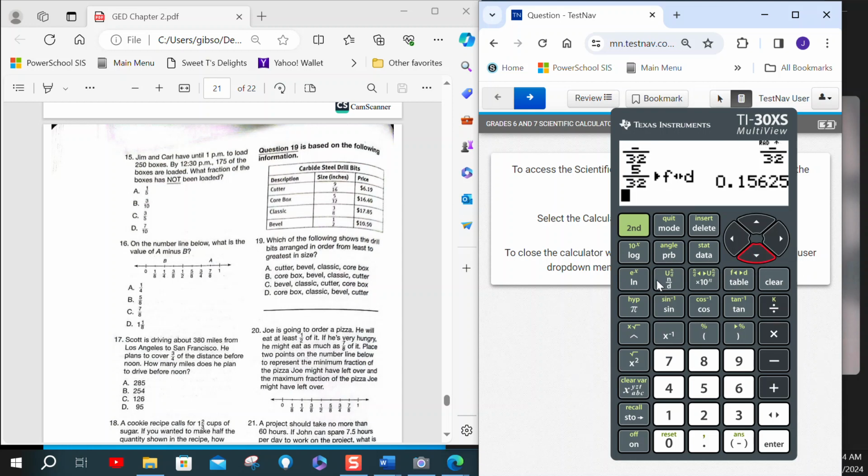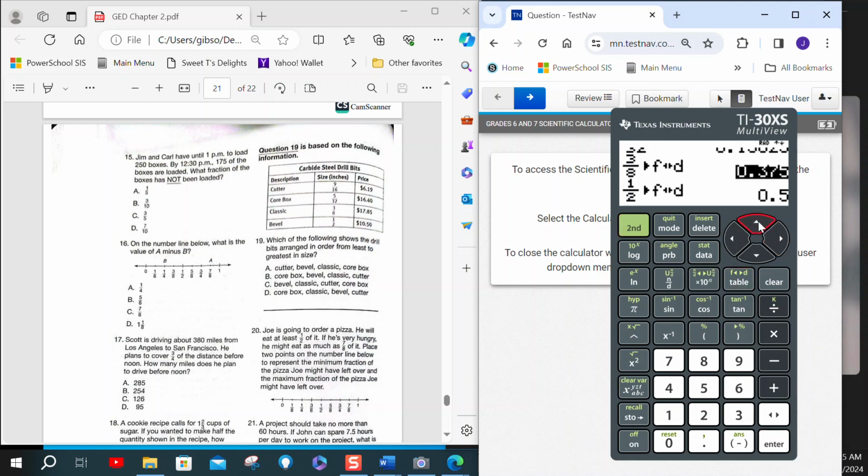Now we go to the 3 over 8. So we do our fraction, 3, down arrow 8. Now before I go on here, I'm going to press the right arrow because now I remember to have this fraction changed to a decimal. I'm going to press second and then table and enter. Now this is 0.375. And then now we go for the last fraction, which is a half. We know 1/2 is just 0.5. So right arrow, then second table, enter.